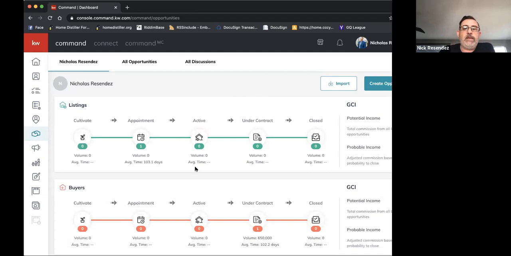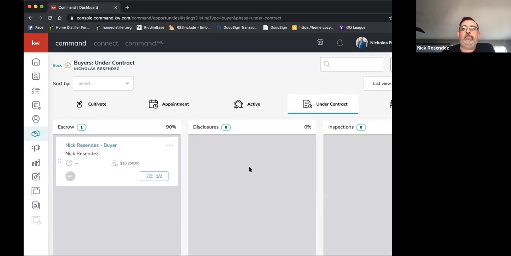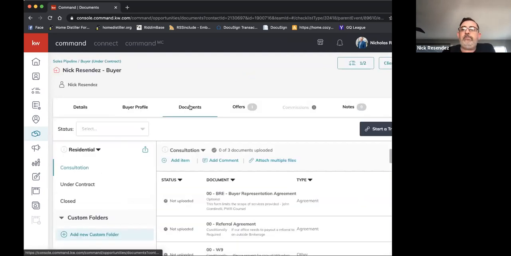So down here under buyers, you can see I have one person noted under contract. I'm going to click that. And then I've got my little cards here for where in the under contract process they are. So here I am. If I click that, it gets me to the opportunity details. And if I go a little further to the right here, documents, okay, documents. If I click the link for documents, this is where the compliance section of Command lives.